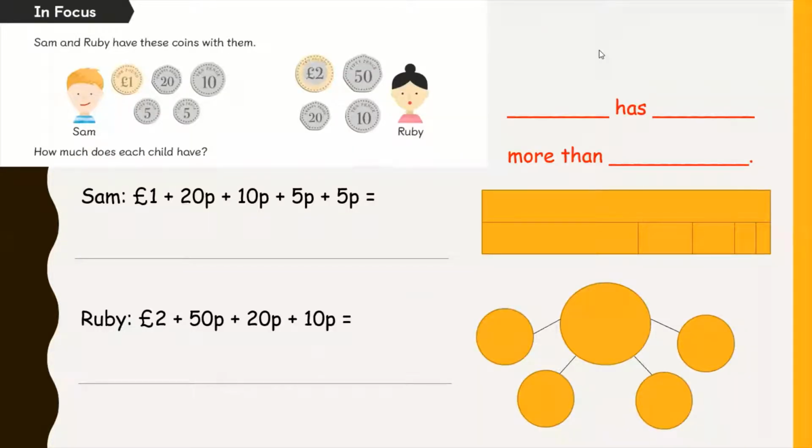Okay, so how did you solve this in focus problem? I've got a lot of ideas up here for you. So first, we need to add the amounts of money together. So looking at Sam, looking at his coins, we need to add them up. So we've got that £1, 20p, 10p, 5p and 5p. Those are all the amounts we need to add.